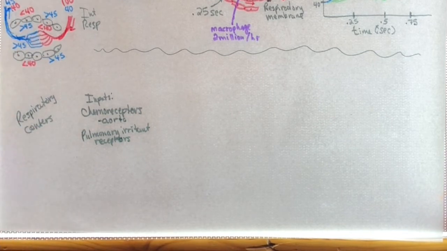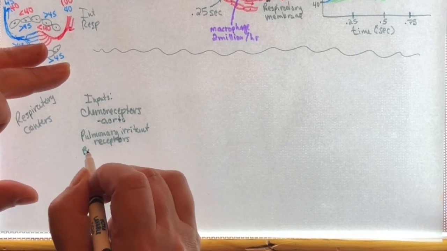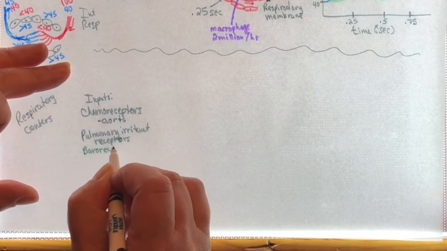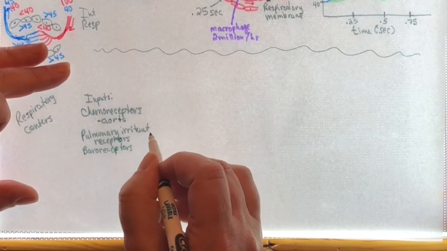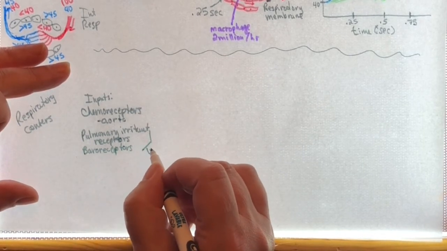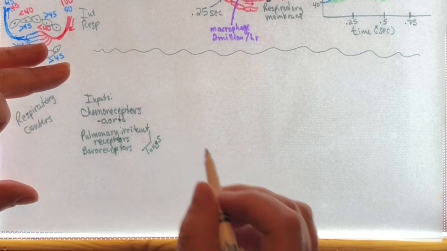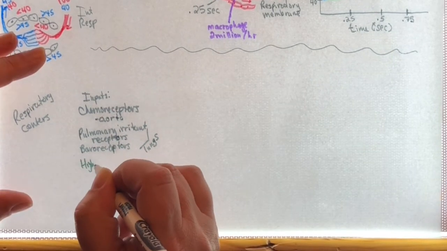In case you've inhaled quite a lot of air, the baroreceptors will not allow you to damage your alveoli by overinflating. The root baro means pressure, so they're pressure sensors. So both the pulmonary irritant receptors and the baroreceptors are found in the lungs. And then there are higher brain centers.